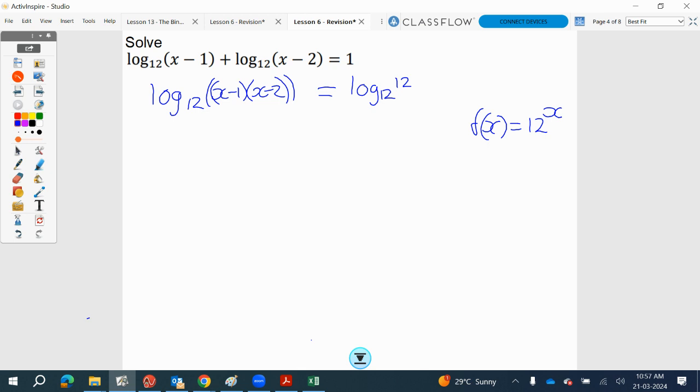Something I saw in the test at this point that caused some consternation was some people tried to cancel this. So this is x squared minus 3x plus 2. Some people tried to cancel this like this.